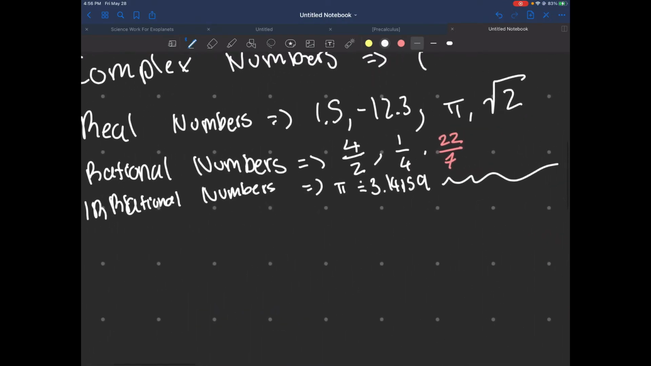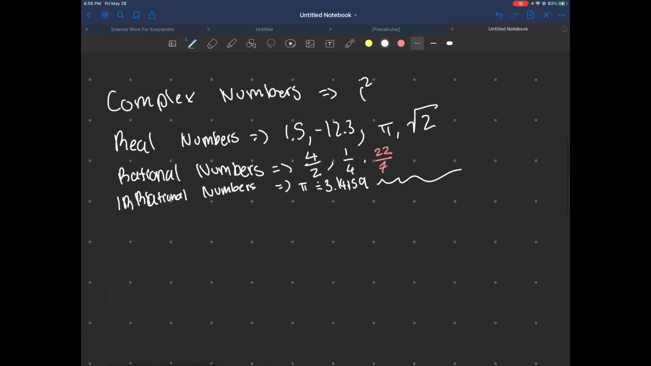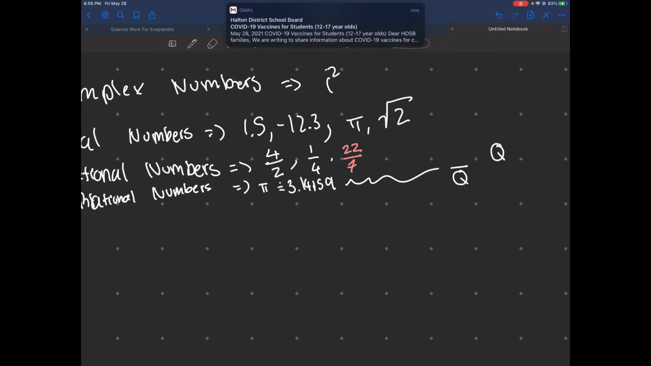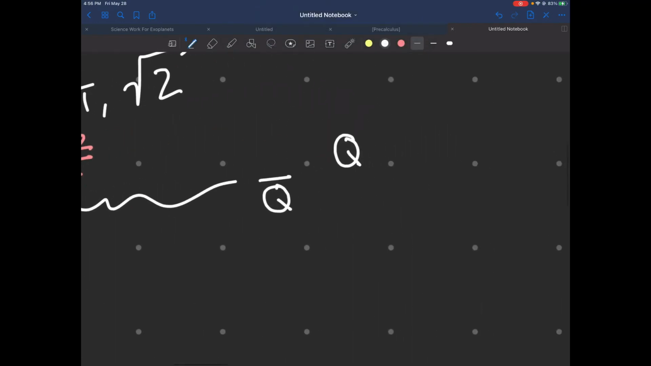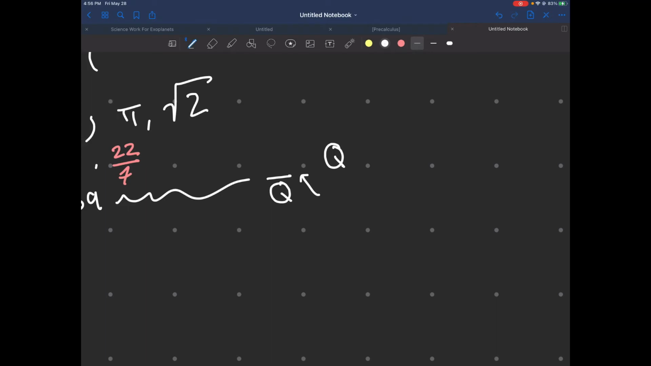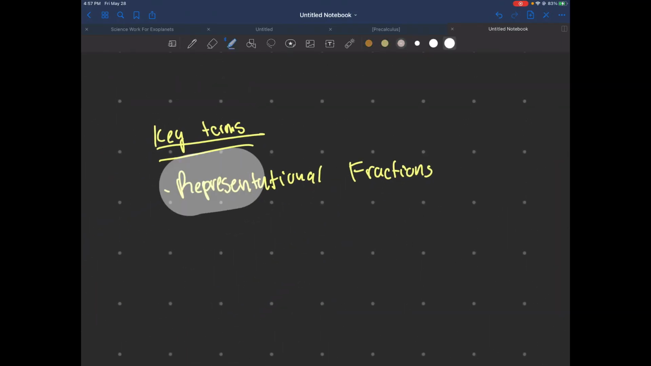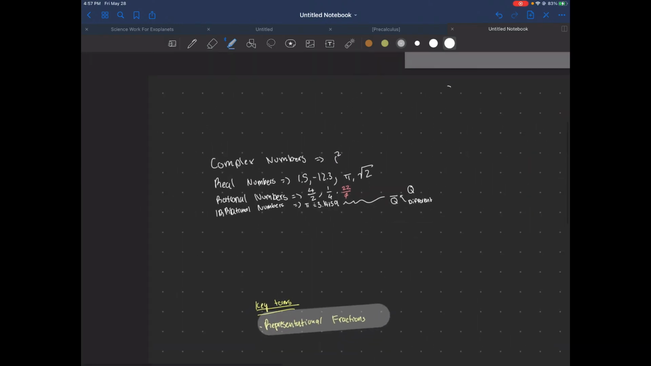So these two: rational numbers and irrational numbers. The rational numbers are going to be represented by Q, and the irrational numbers are going to be represented by Q hat. This is a hat, and you might get confused because that looks like I'm dividing it. So Q hat is just different from the rational numbers. The rational numbers can be expressed in fractions with a representational fraction, and irrational numbers cannot.